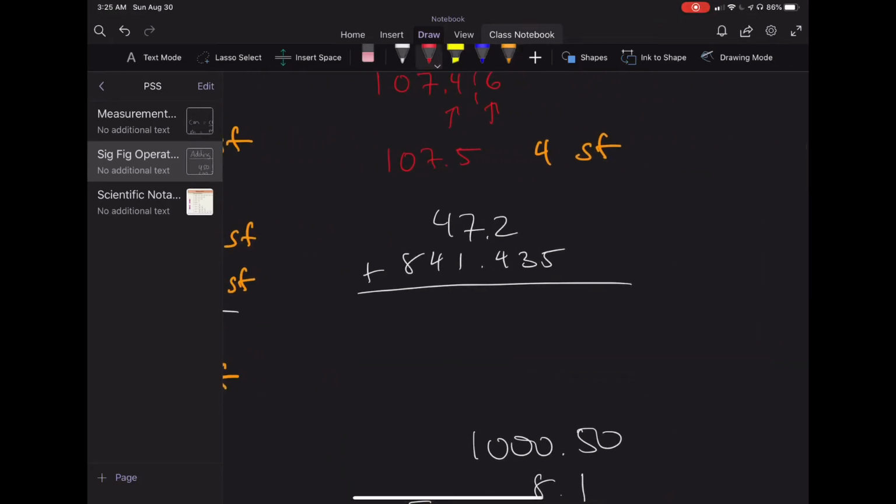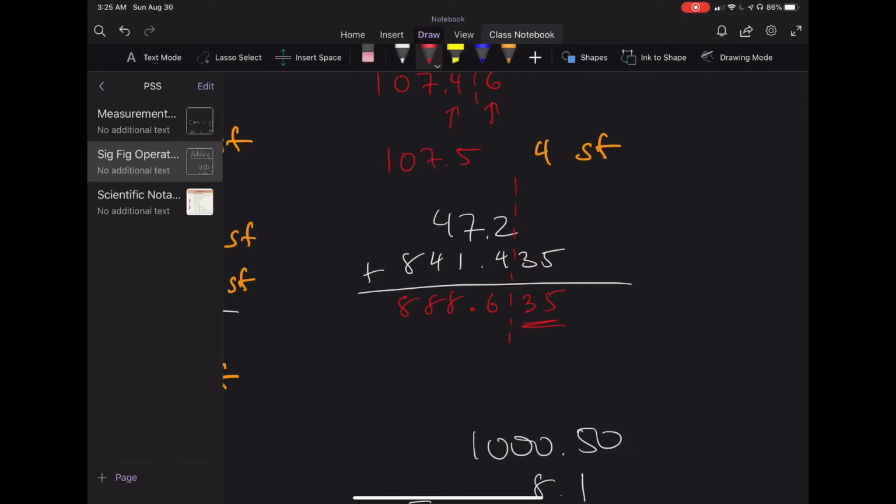Next example for adding, so 47.2 and then 841.435. Here's where the dotted line goes. So now towards our calculators, 47.2 plus 841.435. My calculator tells me 888.635.